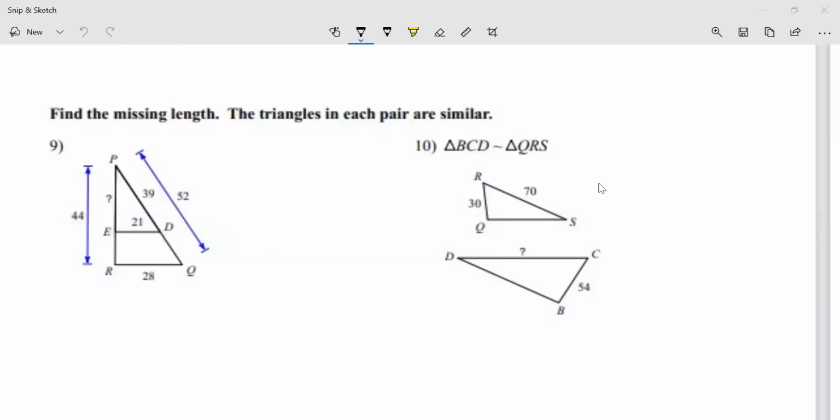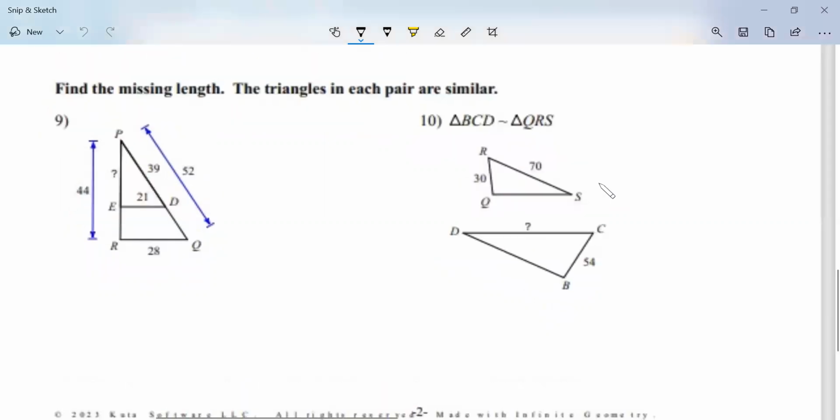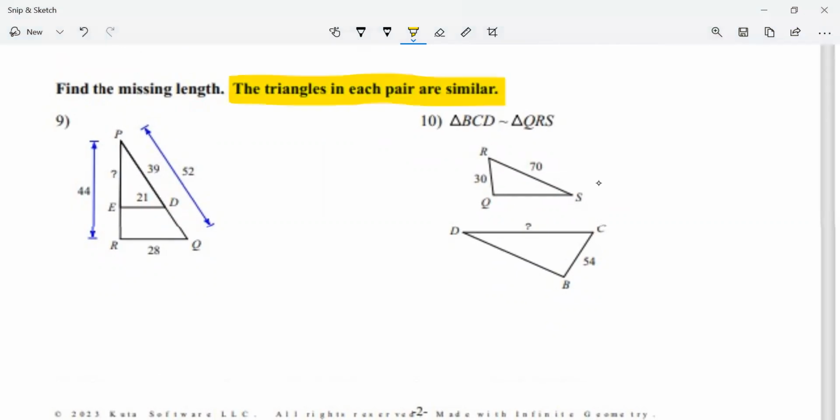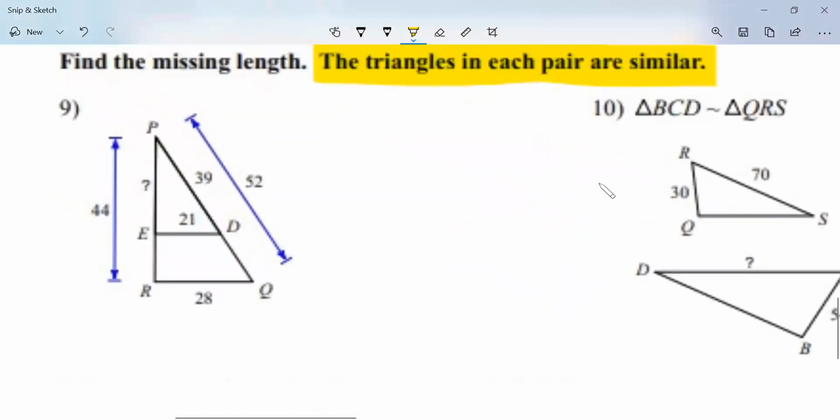Okay, for this lecture, we're going to be covering questions 9 through 20. So we're still looking at similarity. For questions 9 and 10, it says find the missing length. The triangles in each pair are similar. Just because I gave you that statement, that means the angles are the same and sides are proportional. So I just need to make two fractions to be able to solve for the missing side.